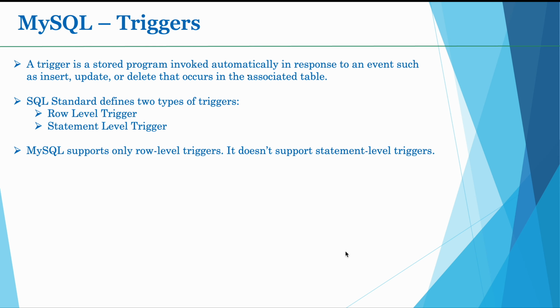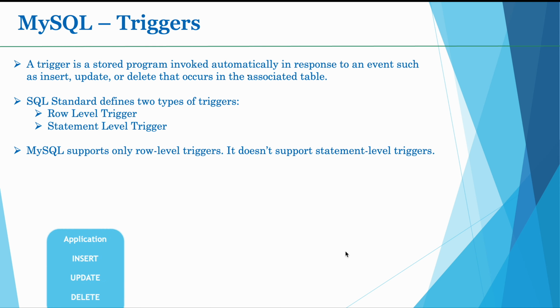In general SQL, there are two types of triggers. One is a row level trigger, another one is a statement level trigger. A row level trigger is activated for each row that is inserted, updated or deleted. For example, if 100 rows are inserted, updated or deleted, the trigger is automatically invoked 100 times for the 100 rows affected. A statement level trigger is executed once for each transaction regardless of how many rows are inserted, updated or deleted. MySQL supports only row level triggers. It doesn't support statement level triggers.